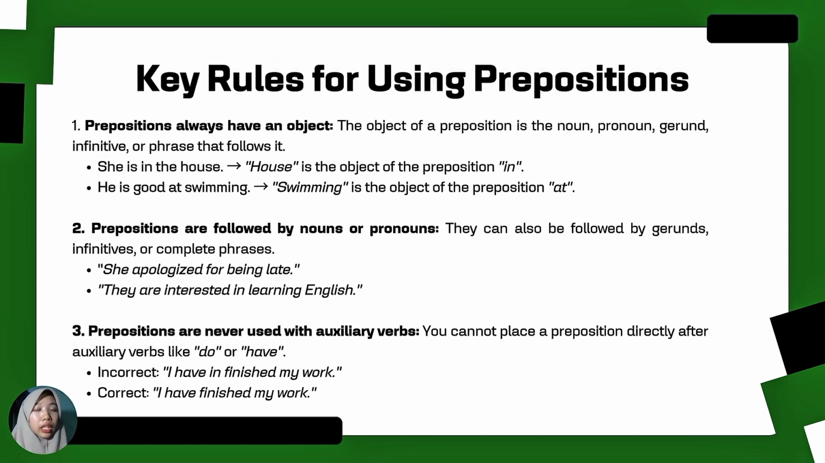Example: She is in the house. Like house, house is the object of the preposition in. He is good at swimming. Swimming is the object of the preposition at. Prepositions are followed by nouns or pronouns. They can also be followed by gerunds, infinitives, or complete phrases. Example: She apologizes for being late.